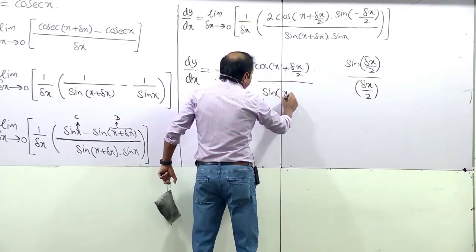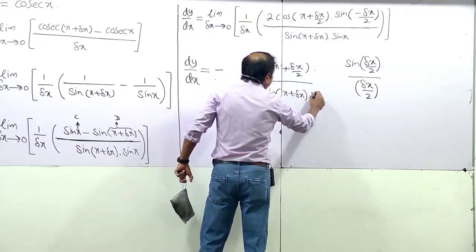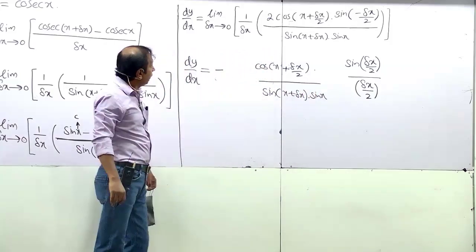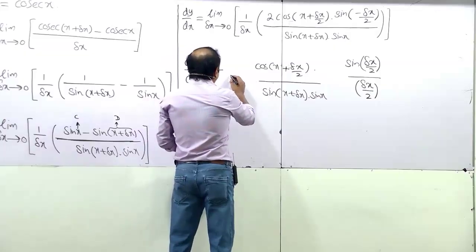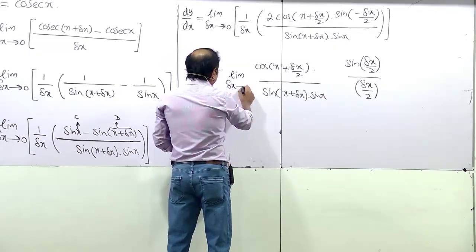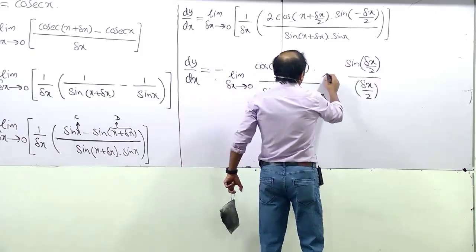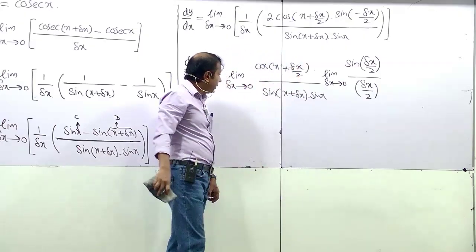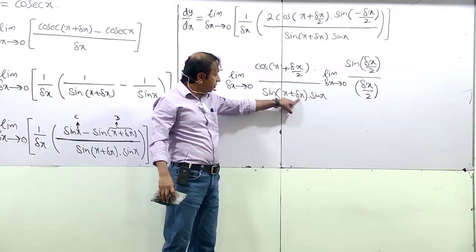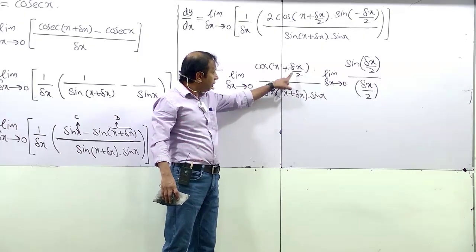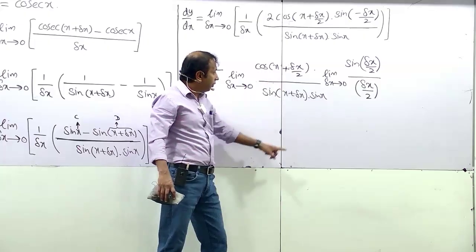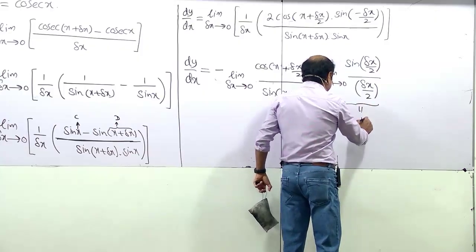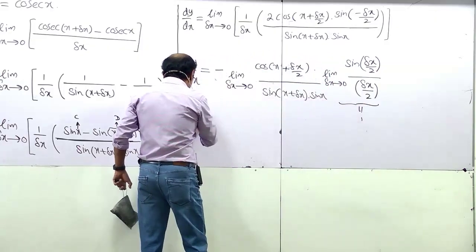Now these two we must write next, like this: sin(x plus delta x) into sin x. Now this limit delta x equal to 0 we have to apply here. Then you can see, with delta x equal to 0, this becomes sin x, and this is cos x. What is this? This is 1. This is 1.